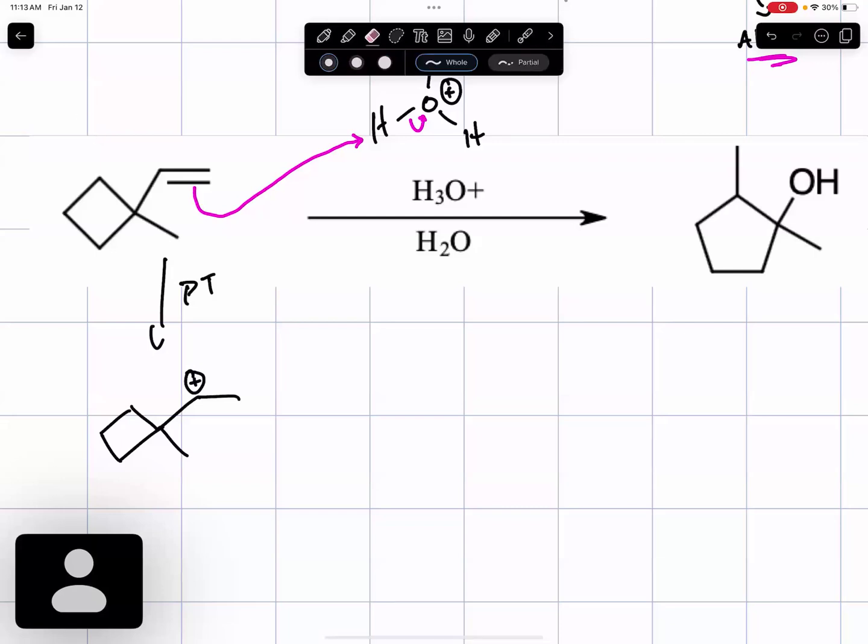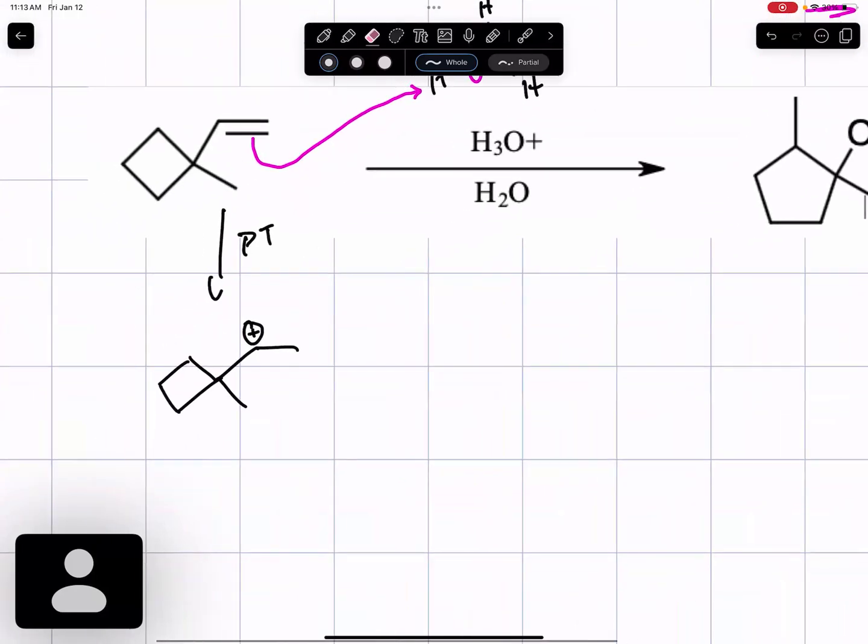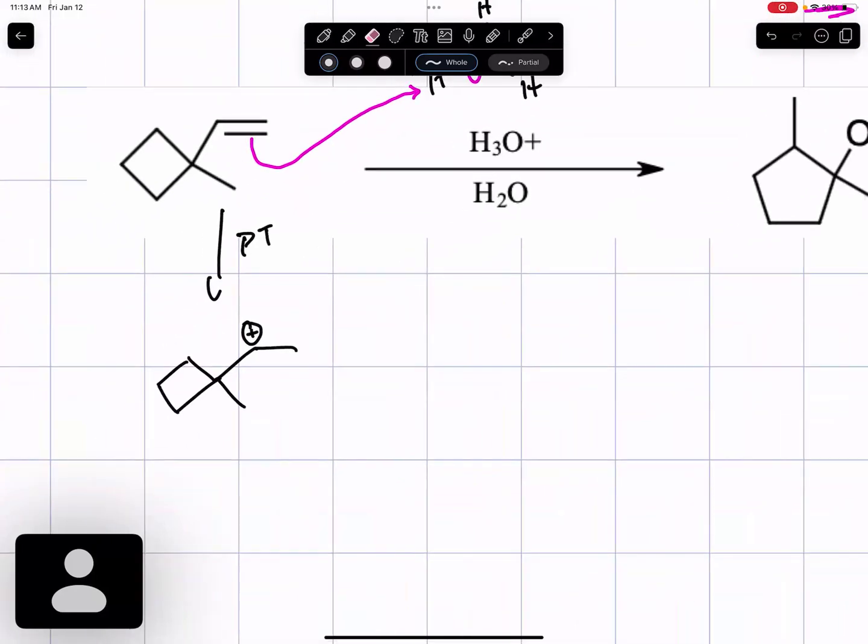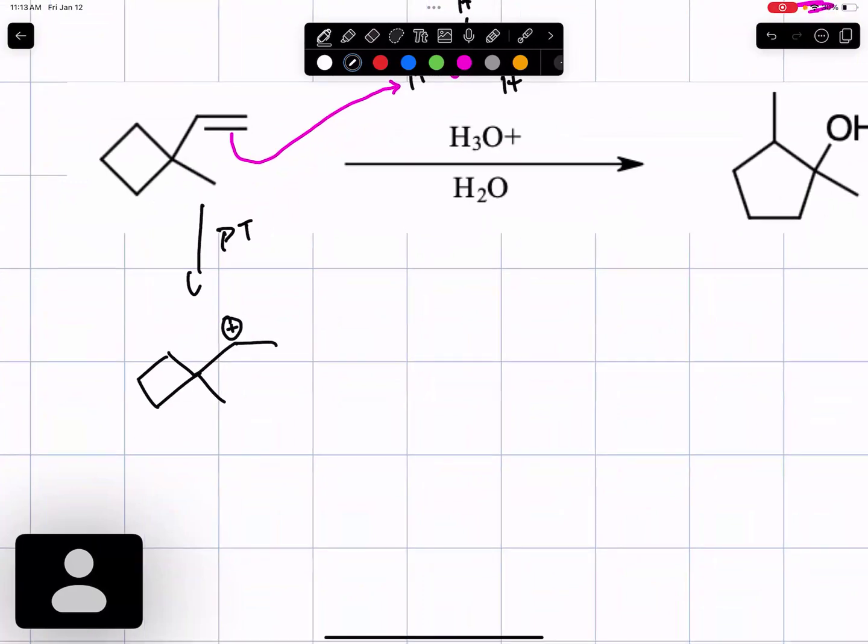So somehow we have to break this ring and reform it. How are we going to break and reform that ring? I'll give you a hint. It starts with a re, ends with a arrangement. Rearrangement. Yes. And what are we rearranging? What bond are we rearranging?